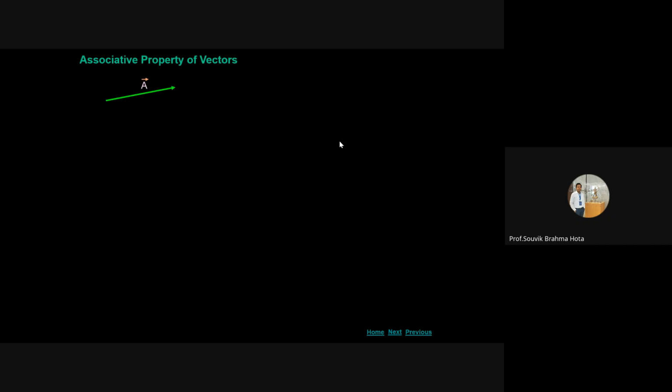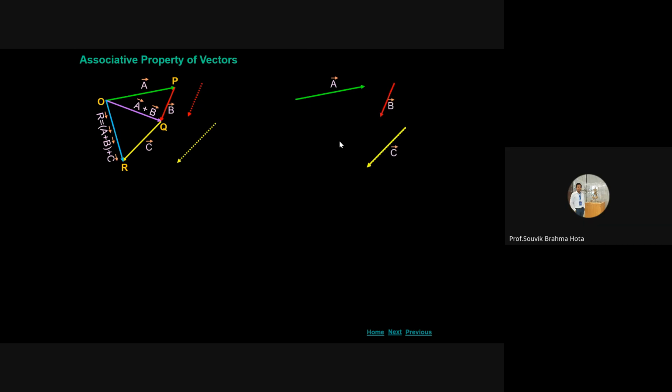Now the associative property, where you need to put the brackets. Suppose A and B are vectors, and C is another vector. Now move B first towards A, and then move this. That will give A plus B. This OQ is equal to A plus B. If you add this thing, according to the polygon law, it will be A plus B plus C. That is A, that is B, that is C.